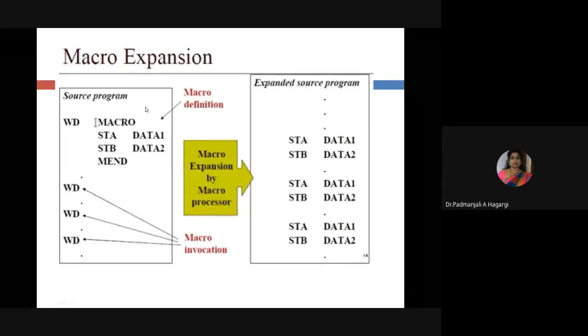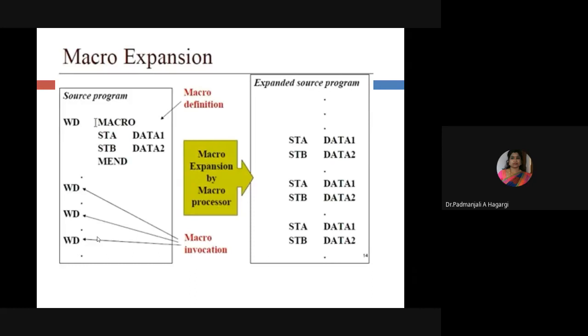In the first pass, it recognizes all the definitions in the source program. In the second pass, it recognizes all the macro calls or invocations, and then goes for expansion. But if there is any nested macro, it takes more time, calling a macro and calling a macro again, and it will be in the same loop.